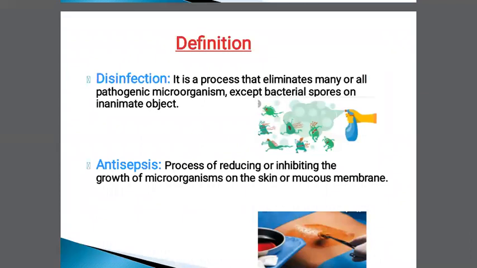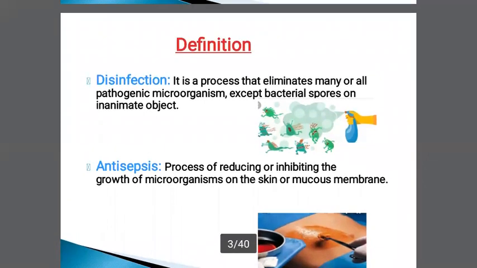Disinfection is a process that eliminates many or all pathogenic microorganisms, except bacterial spores, on inanimate objects. Spores are generally destroyed by the sterilization method. Antisepsis is a process of reducing or inhibiting the growth of microorganisms on the skin or mucous membrane. The picture is shown below.